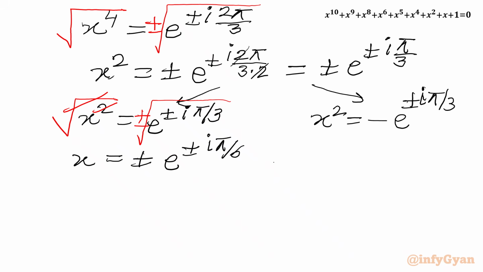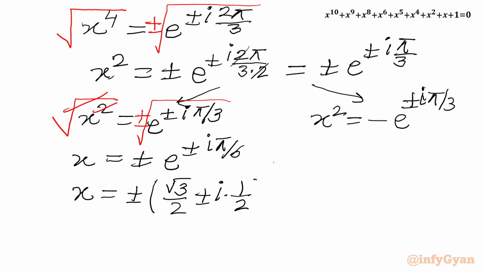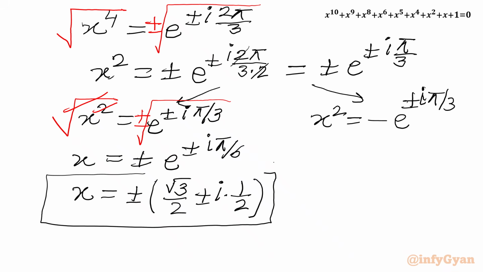Now we will write x equal to plus minus e raised to the power plus minus i pi over 6, which will become cos pi over 6, which is root 3 over 2, plus minus i times sin pi over 6, which is half. So i times 1 over 2. Here we have 4 complex solutions. So in total there would be 2 plus 4, 6 solutions.